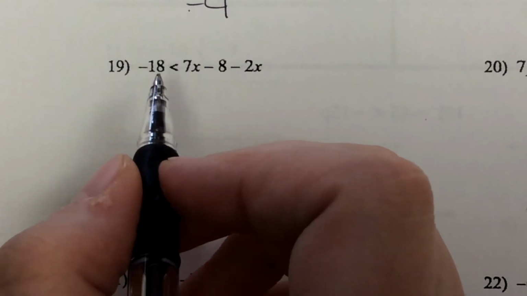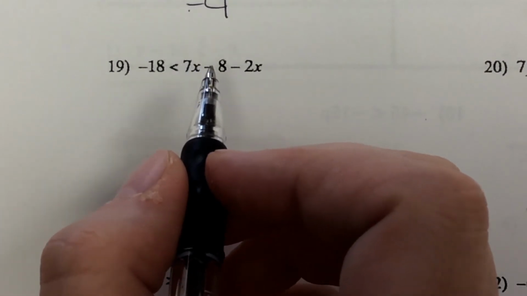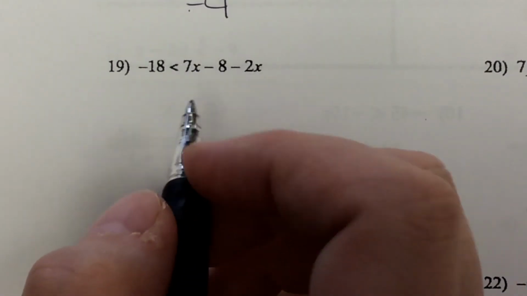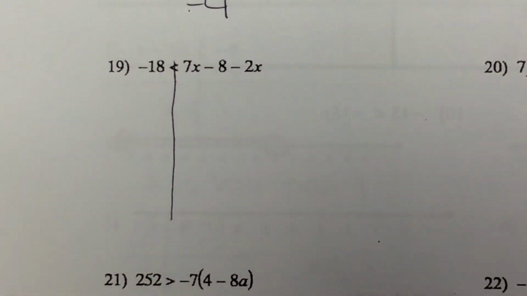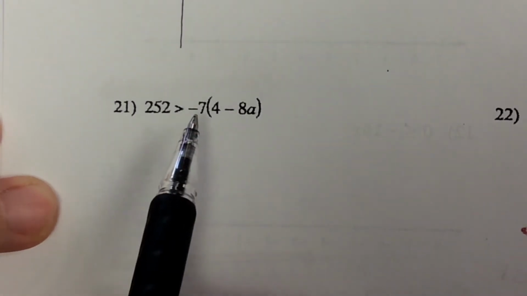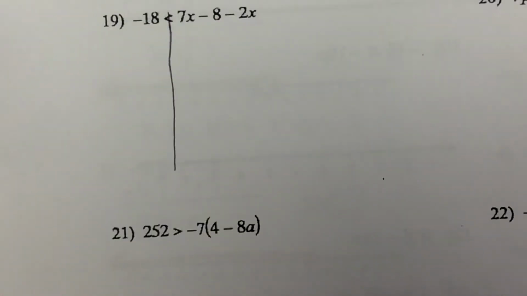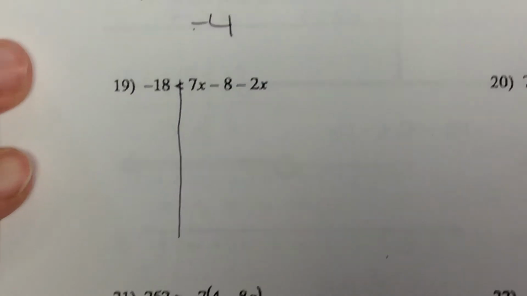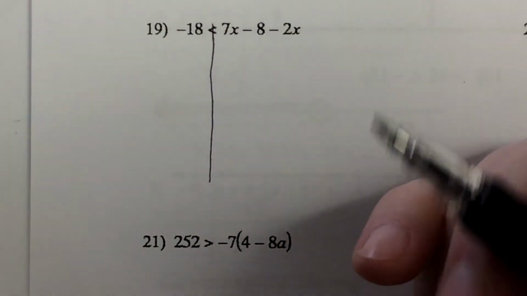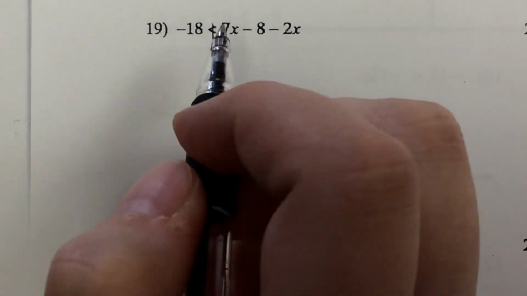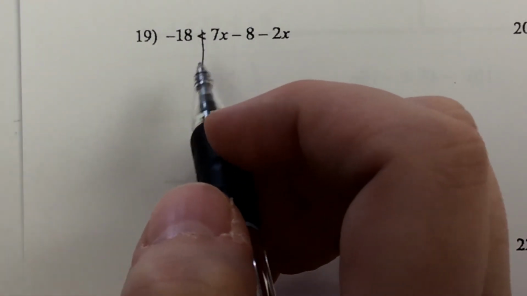Number 19. We have -18 is less than 7x minus 8 minus 2x. All right. So we're starting to throw in a bunch of things here. Let's draw a line down our equal sign. In some of these problems, we might have to combine like terms. We might have to look ahead down here at 21. Distribute. Okay. So things are going to start getting a little bit more messy. But we know how to solve equations. We've been doing this for like months now. Okay, plus before that, in middle school.